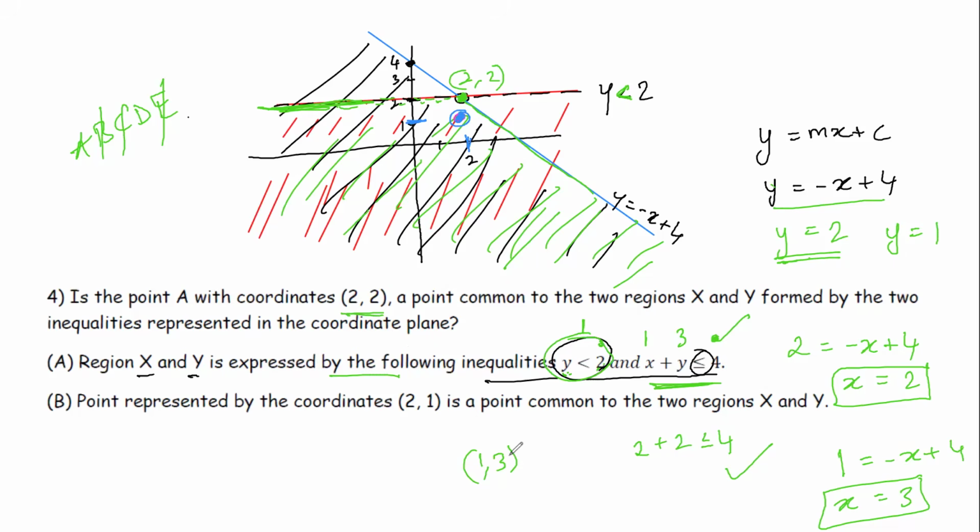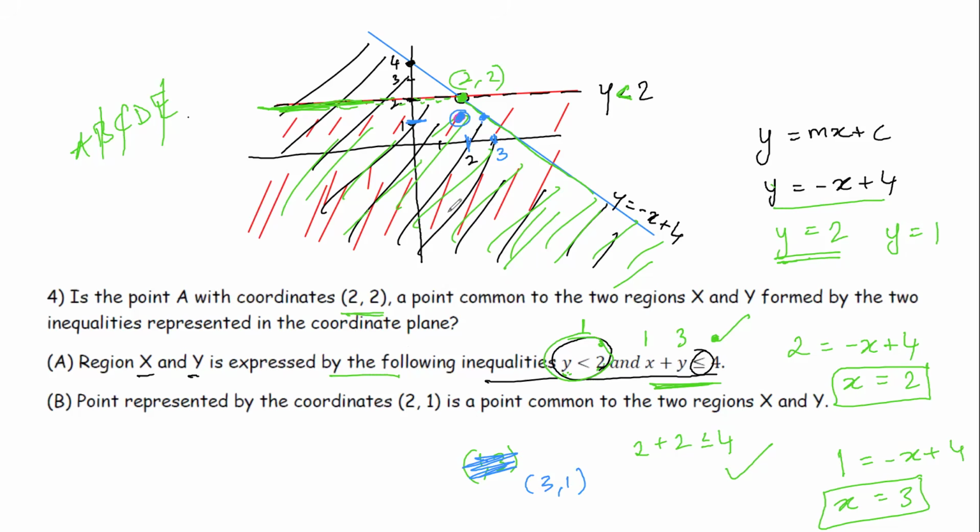This is 3 comma 1, sorry. So 3 comma 1 worked. If 3 comma 1 is satisfied, then 2 comma 1 will also be satisfied. So 3 comma 1 would be somewhere here, within that line. Are you getting it? Or probably on the line, because we worked out for the line and the inequality together. So it will be within the region.